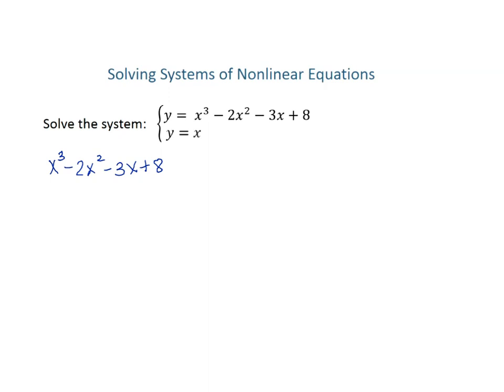All right. So we've got the equation that we're given on top, x cubed minus 2x squared minus 3x plus 8, and that's going to be equal to x, right? They're both equal to y, then they're both equal to each other. We're going to solve by subtracting x from both sides so that we can get this bad boy equal to 0.